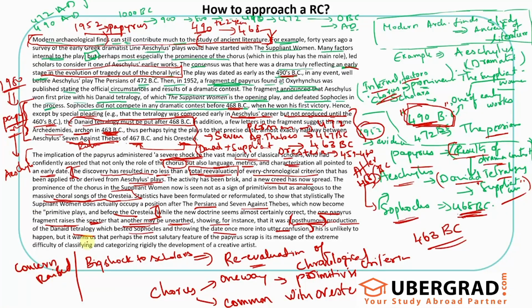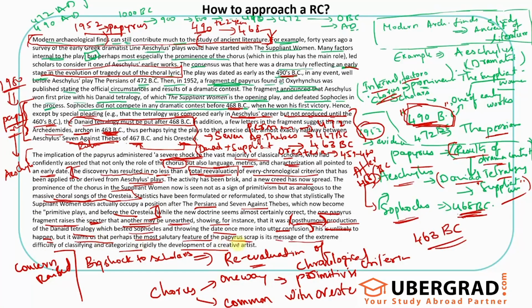Can this lead to more confusion if we find something else? He feels that it is unlikely to happen, but it just warns us that perhaps the most salutary feature of the papyrus scrap is its message of the extreme difficulty of classifying and categorizing rigidly the development of a creative artist. So what it says is that this is very unlikely to happen, but what the author is trying to conclude here is that maybe this is a sign for us, it gives us a hint, or it gives us an understanding, it warns us basically.